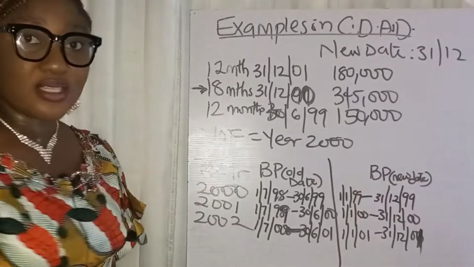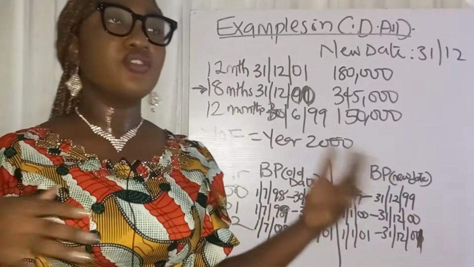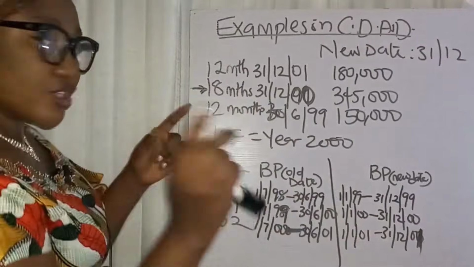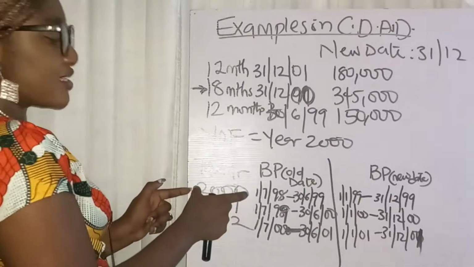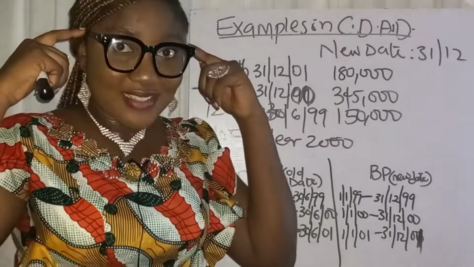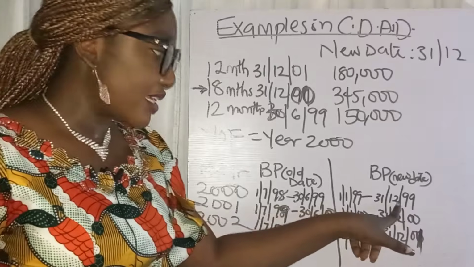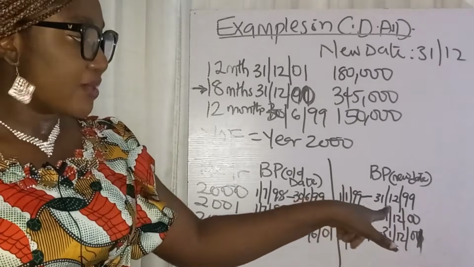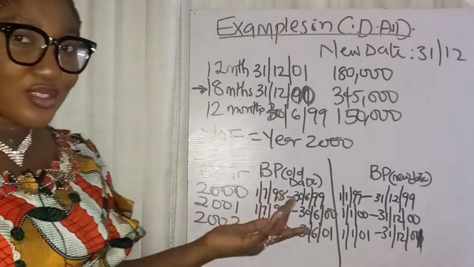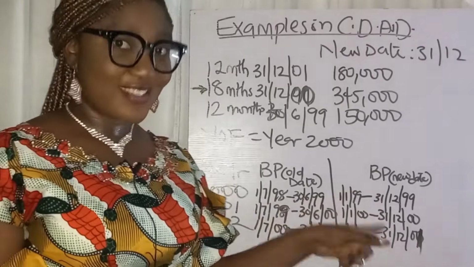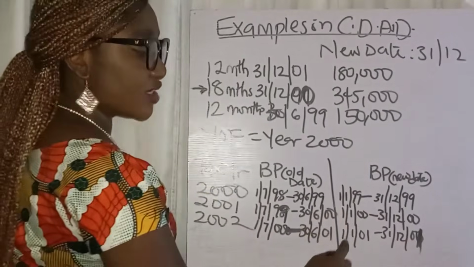Then you go to the new date. What is the new date? The new date is 31st December. They want to start reporting at 31st December. So ask yourself, what is my tax year? Tax year 2000. Like I said, the basis period must end in the year before. So that's 1999, so that will be 31st December 1999. 12 months before, it will be 1st of January 1999. Then you do the second and you do the third.